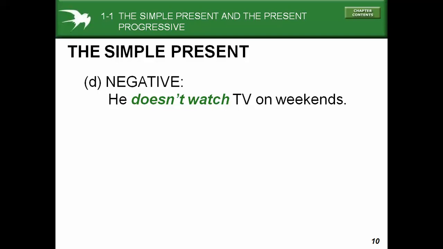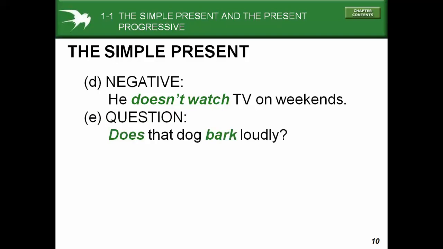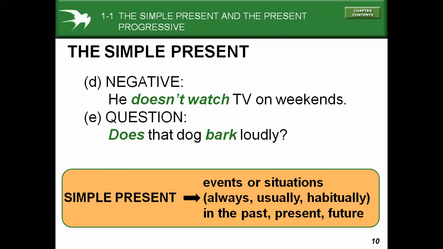Negative. How do we form the negative? We add do not or does not. He does not watch TV on weekends. Question. We use do or does before the subject. Does the dog bark loudly? So these are the negative and the question. If I say he does not watch, I do not watch. Question: Does that dog? Do I? Do they? And so on.